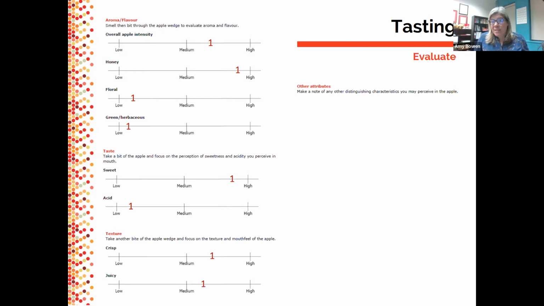Then you can use the same tasting sheet for your second apple by just writing a number 2 where you evaluate it that way. And then at the end, you can see where all your apples rank, and you'll be able to see which apple you thought was the sweetest or which one you thought had the most apple character, just to use your sheet going forward.